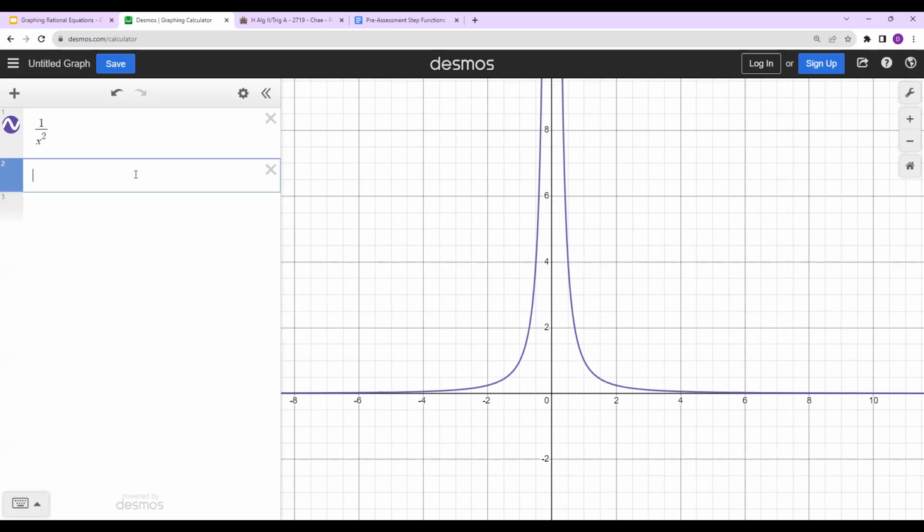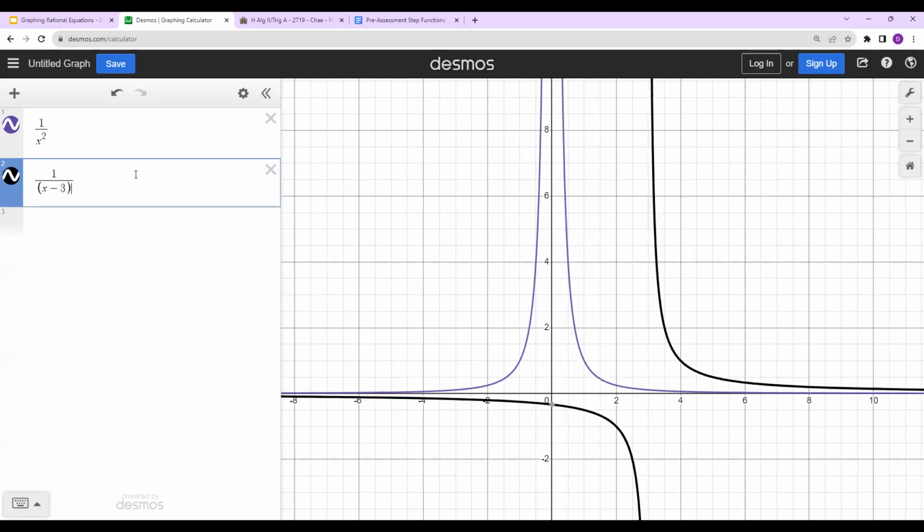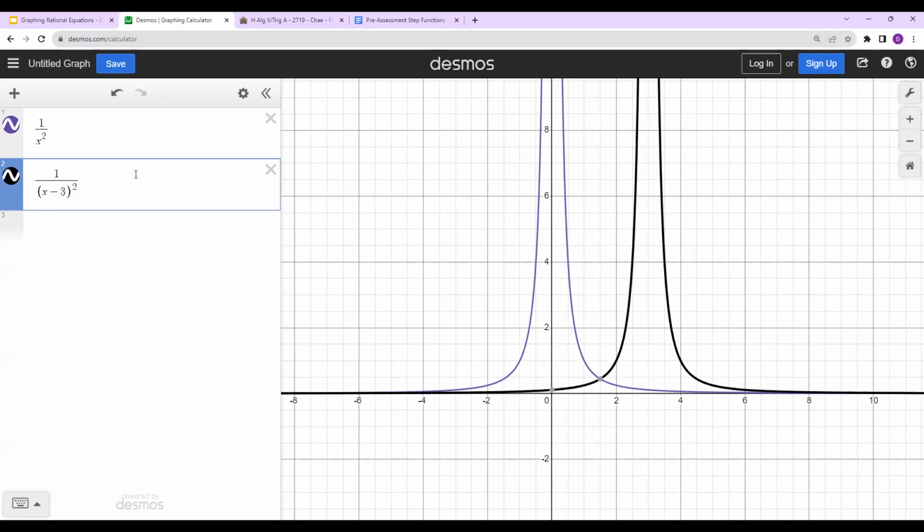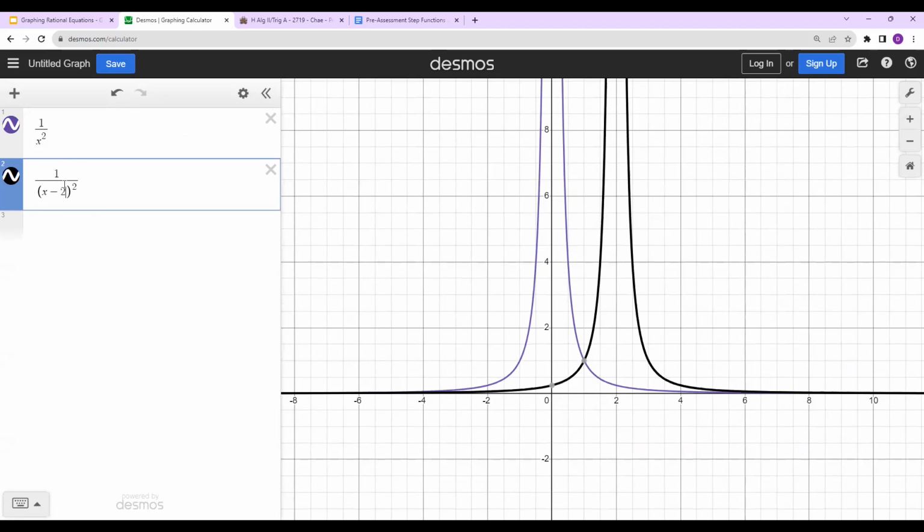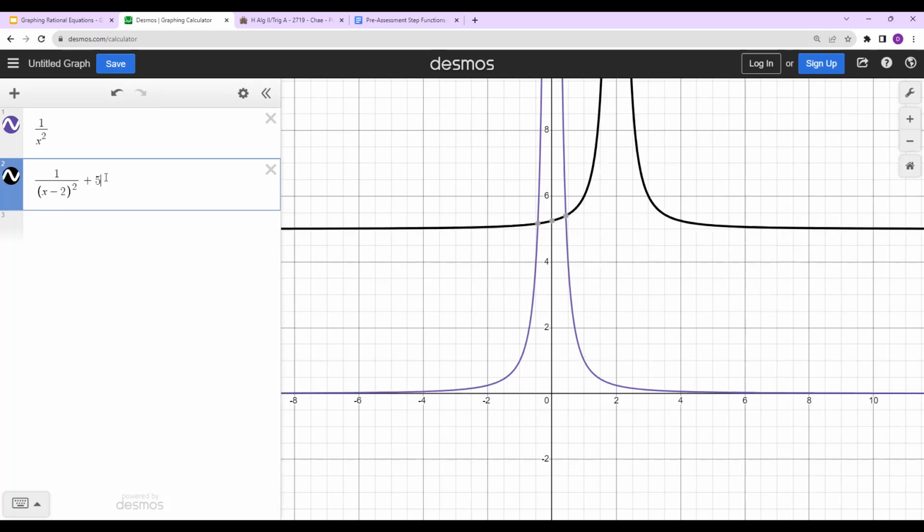Now, 1 over x minus 3 squared does what? Or it's 2, sorry, my bad. It's just what? Shifts to the right 2 times. We good? Then if I put a plus 5, what does it do? Moves it up 5. Right 2, up 5. We good?